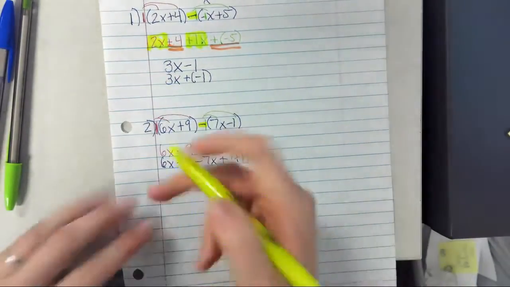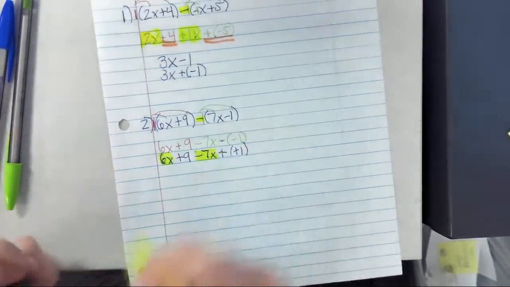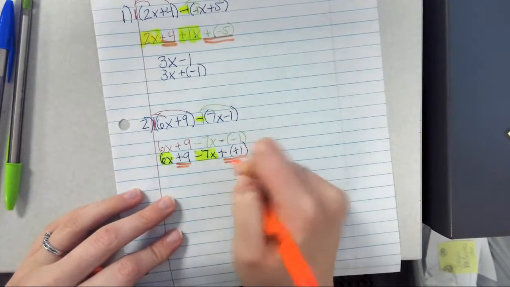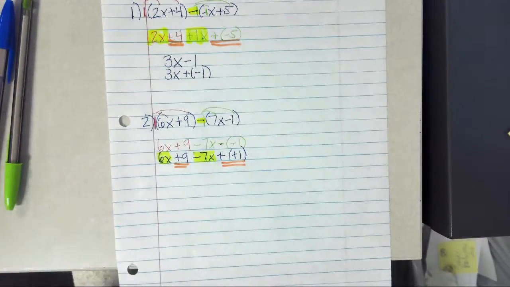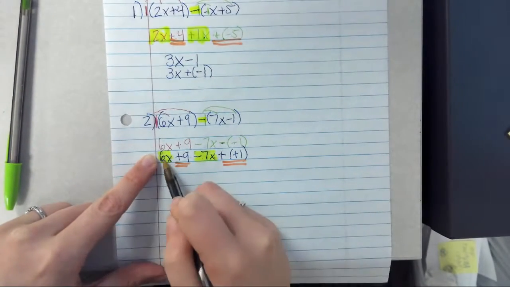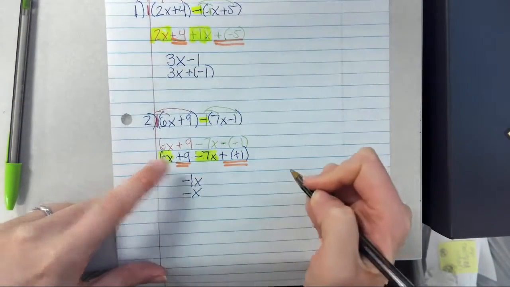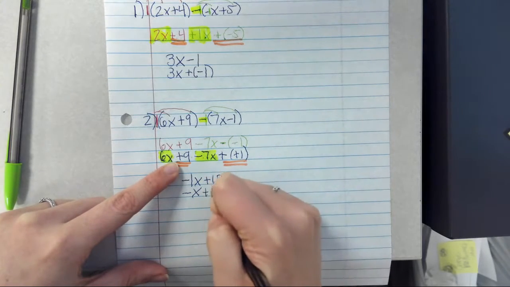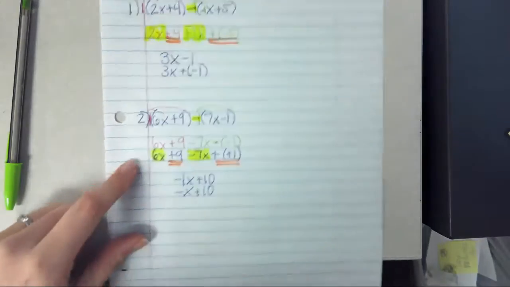Now our like terms would be 6x and -7x, and then +9 and +1. When we look at this part, 6x minus 7x, 6 go backwards, 7 would be -1x, or you could write it -x, and then 9 plus 1 is +10. Again, either way would work, whether you have the coefficient or not there.